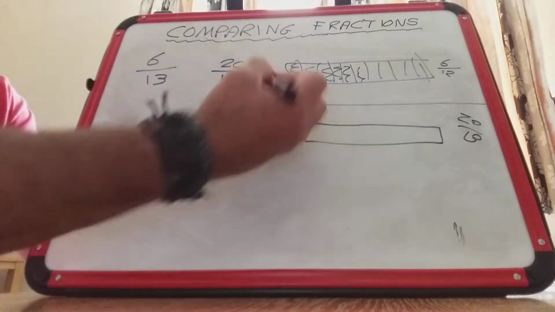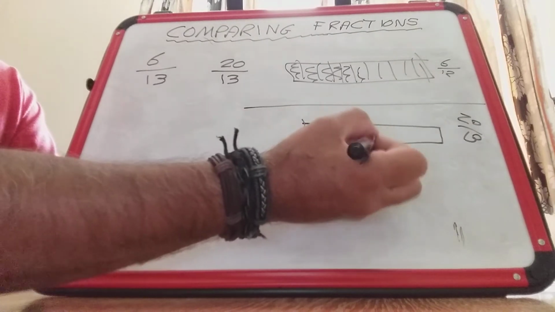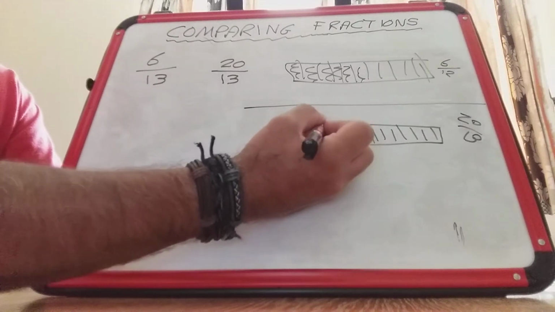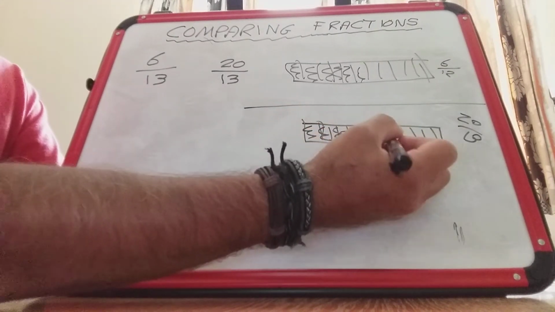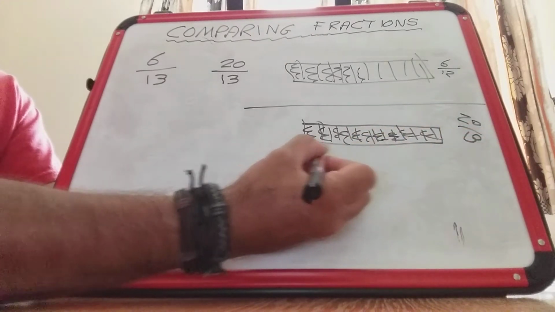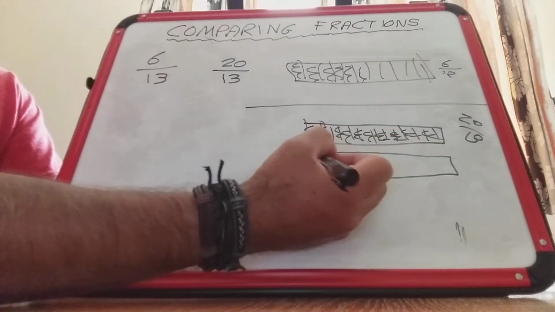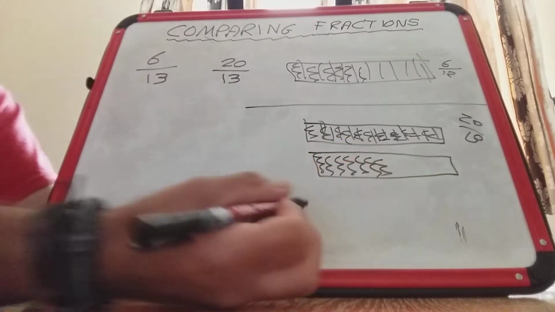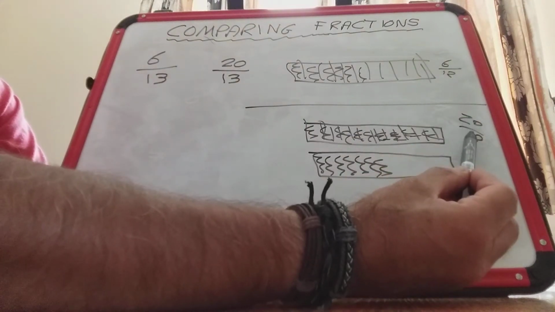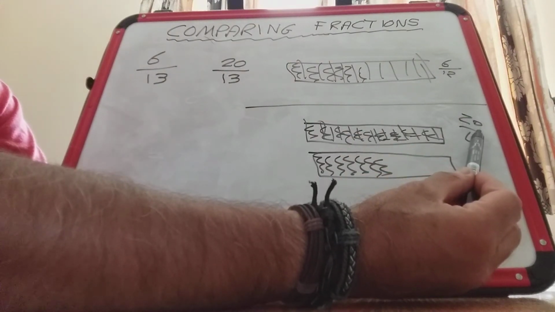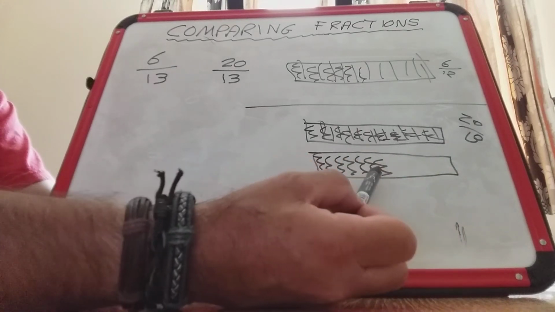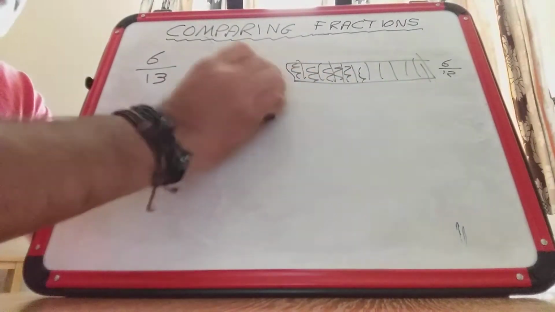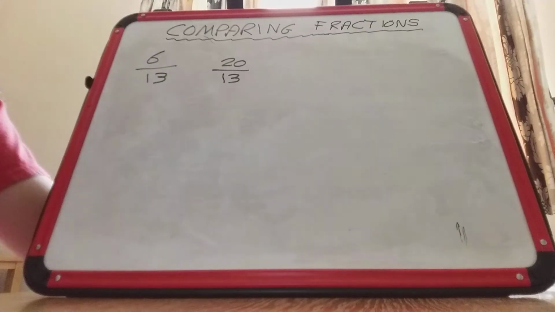So get the same size of rectangle, divide it up into 13, and oh, hang on a minute, we've got to shade in all of them to represent this, and we've got to shade in another 1, 2, 3, 4, 5, 6, 7, because 20/13 is more than 1. It's actually 1 and 7/13ths. So if I just get rid of all of this, because you don't really need it.